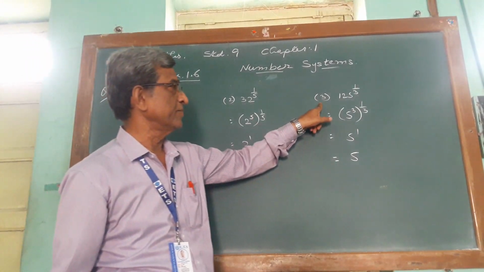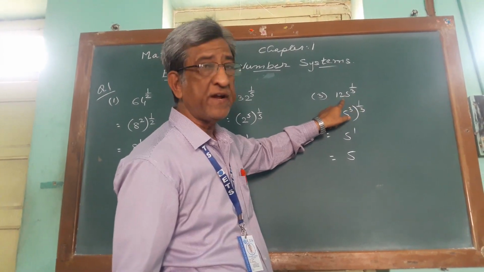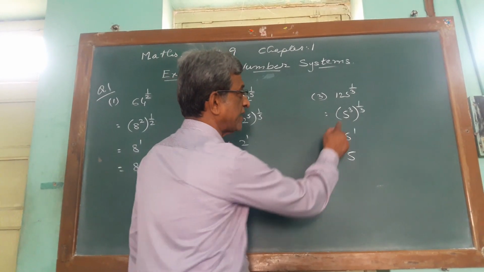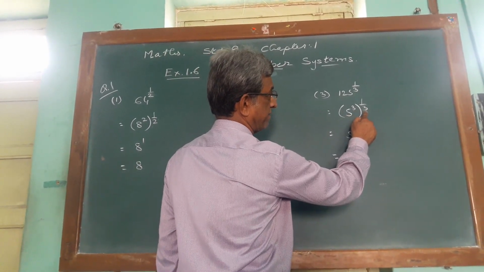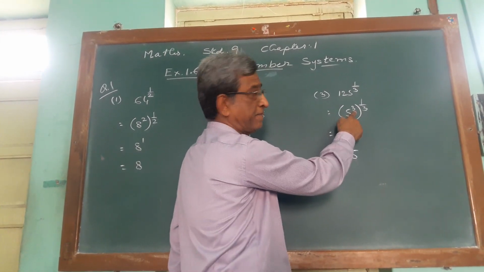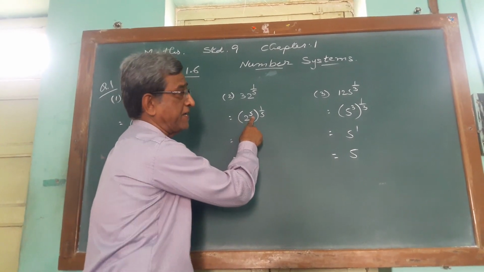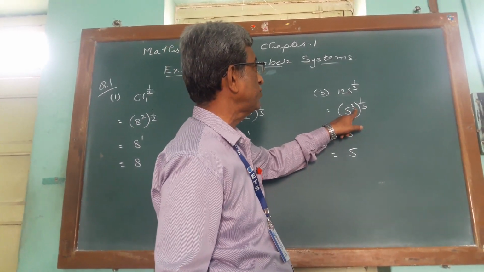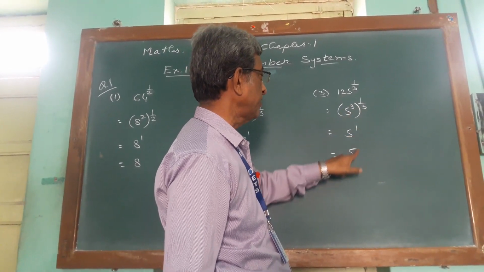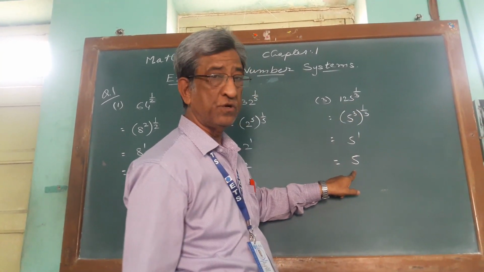Question number 3. 125 raised to 1 upon 3. 125 can be written in the form of 5 raised to 3. You always have to write the number raised to the power in the denominator. If it is 1 upon 3, you have to write something raised to 3. So 5 raised to 3 gives you 125. Again 3 will cancel. 5 raised to 1 gives you 5. So 125 raised to 1 upon 3 gives you 5.